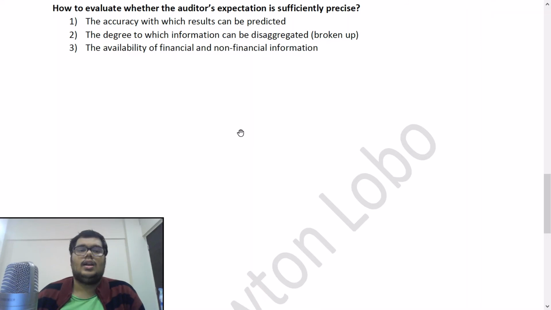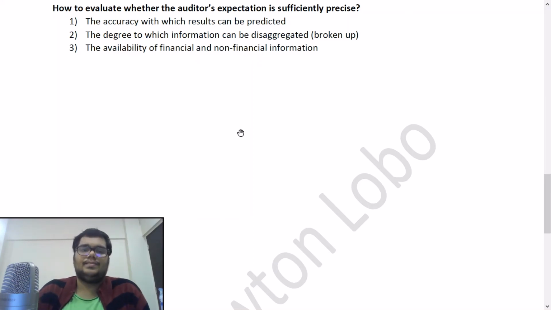Next, last question of this ESA 520, how to evaluate whether the auditor's expectation is sufficiently precise. Now how do we determine? Now see, for ESA 520, one part is where we can build up expectations of the amount, and then we can check if the actual amount is similar to our expectation. Now how do we know that the expectation that we have built is reasonable, is sufficiently precise? It means that it is reasonable, it makes sense. It cannot be some kind of wayward expectation that we have built and the actual amount is varying totally. It has to be some kind of reasonable expectation of amount that we are building up. So how do we determine that?